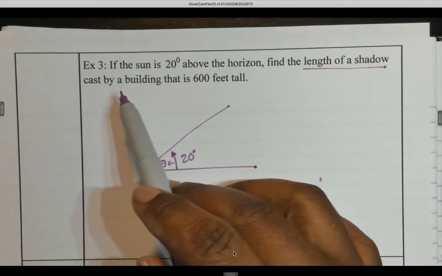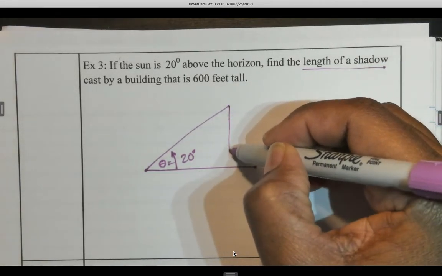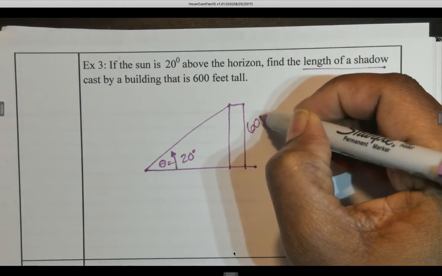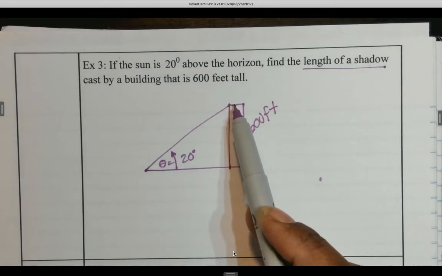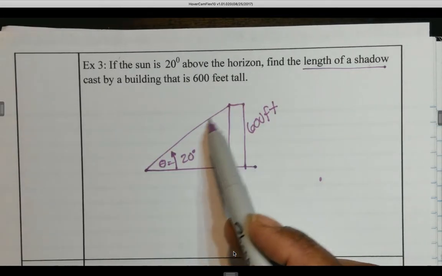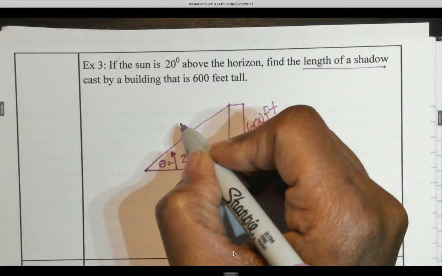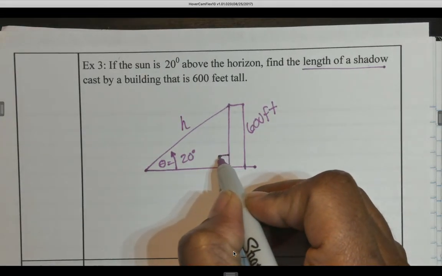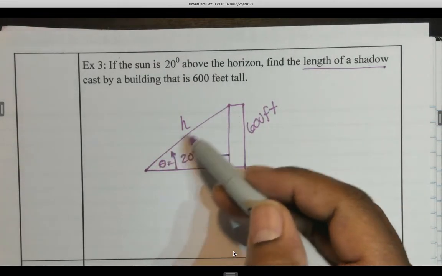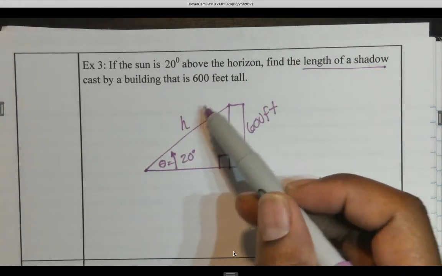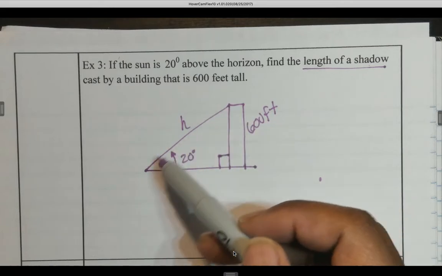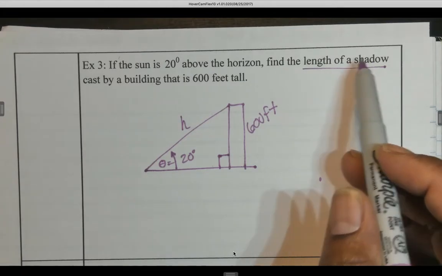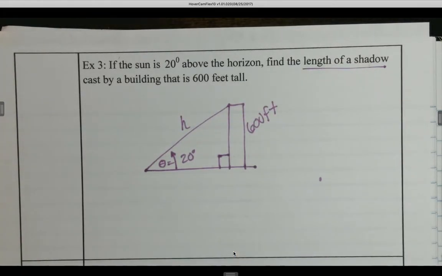Find the length of a shadow cast by a building that's 600 feet tall. So here's my building. Right? It's 600 feet tall. And here's the shadow that it's casting down. I want to know, well, what's the length of that shadow? So I'm just going to put here, missing length is h. Now think about, why would I call that h? Well, it's the hypotenuse, right? You can label it anything, x, a, b, c, but it's helpful if you label the sides based on what you know. I could have called it L, length of the shadow. I just chose h for hypotenuse.